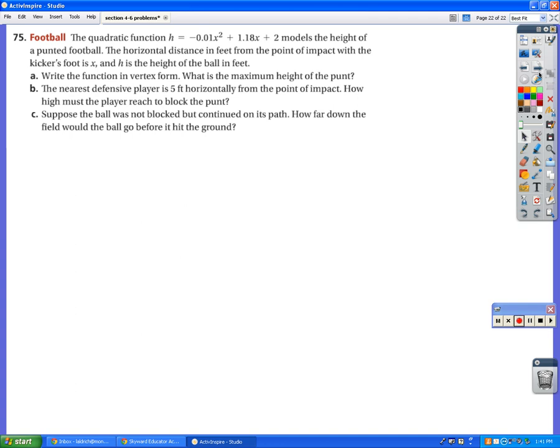All right, so one word problem and then we'll call it a day. Okay, so it says the quadratic function h equals blah, blah, blah, models the height of a punted football. Write the function in vertex form.